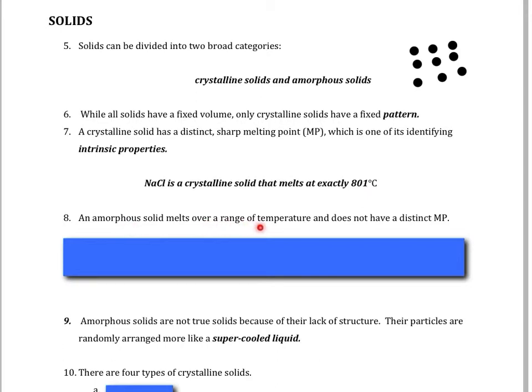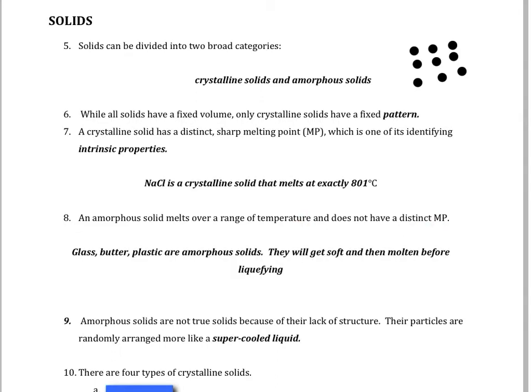Consider glass, butter, plastic. These are all amorphous solids. And just think about this. You've seen them melt or liquefy, so you know first they'll get soft, and then they'll get molten, and finally they can be liquefied, but there's no sharp melting point for amorphous solids.